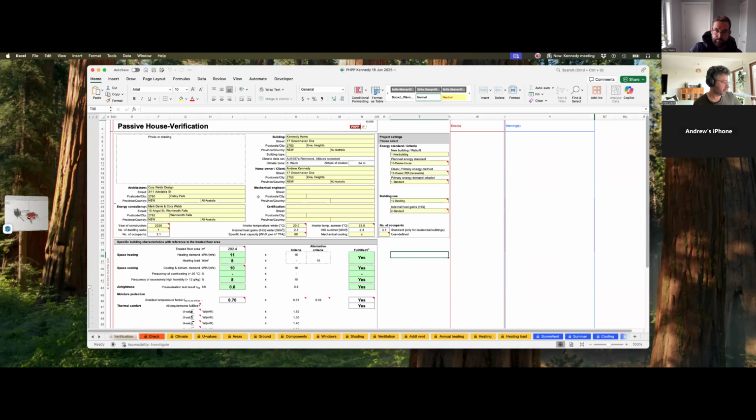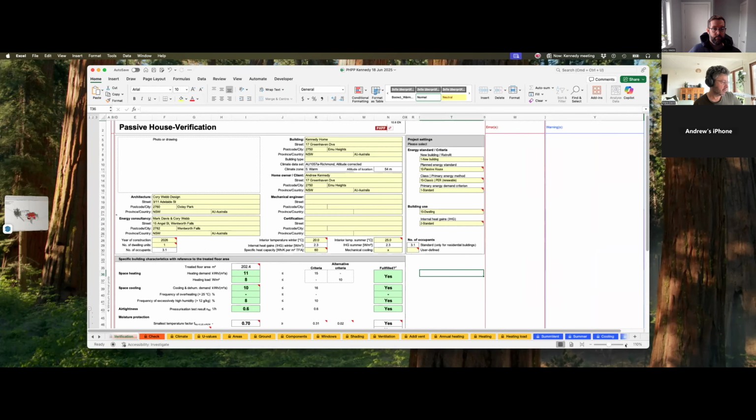Which is this. I will make it bigger. I'm zooming it in. So our heating demand is 11 kilowatt hours per metre squared per annum. The criteria is 15, so we meet that.